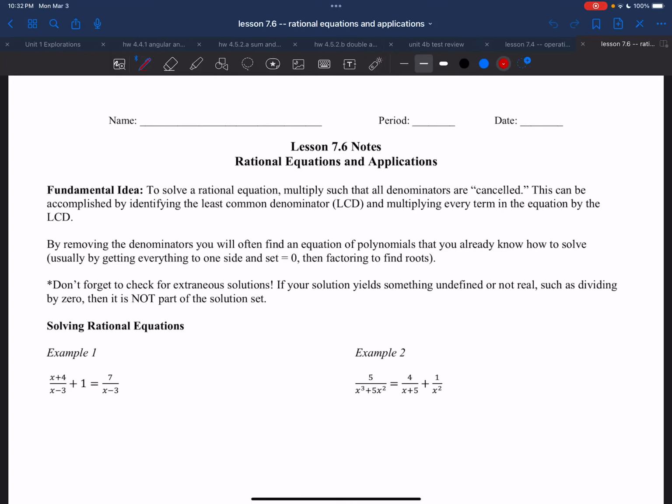Hello and welcome to lesson 7.6 on rational equations and applications. I'm going to break this video into two parts. The first one is just going to be how to solve the equations, so the algebra associated with that. Part two will be the applications section, which is going to be word problems and mainly how to write them as opposed to solve them. So this is really focused on how do you solve them.